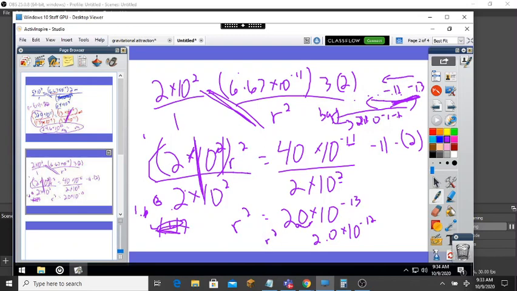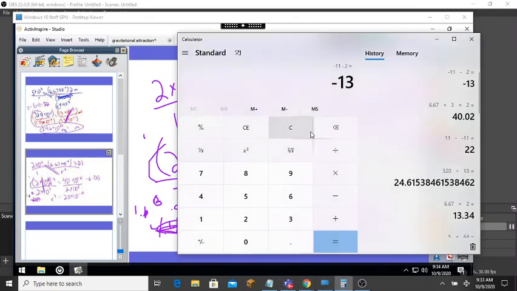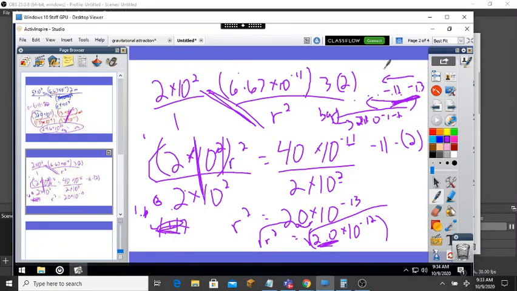So how do you do the square root of a scientific notation number? Well, like normal, let's do the square root of 2. Square root of 2, and there you go, 1.4. Okay, so 1.4.